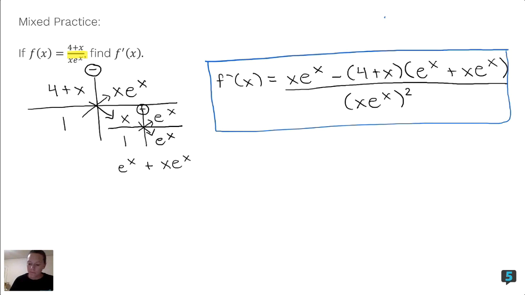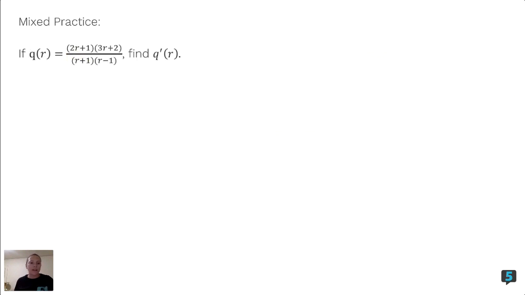No? Okay. One more example for us. This time I'm giving you guys Q of R equals the quantity 2R plus 1 times the quantity 3R plus 2 all over the quantity R plus 1 times the quantity R minus 1. Any thoughts on how we should get started on this one?